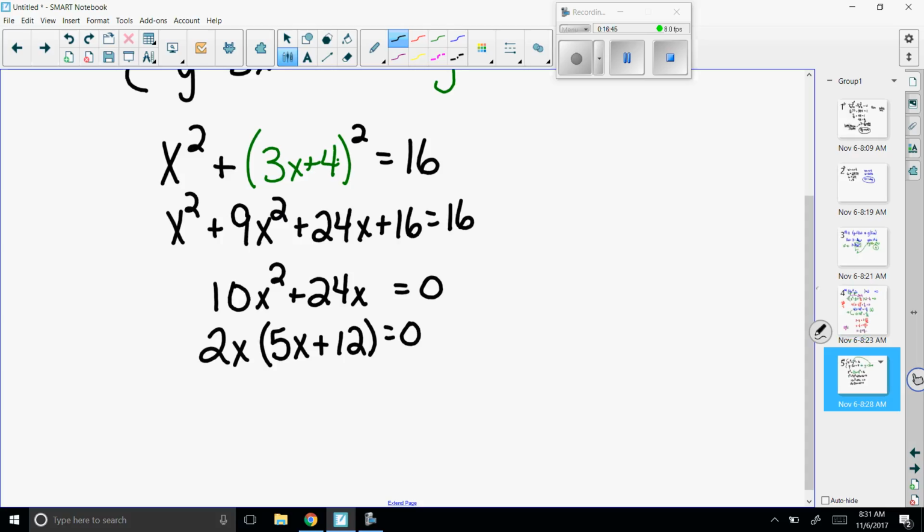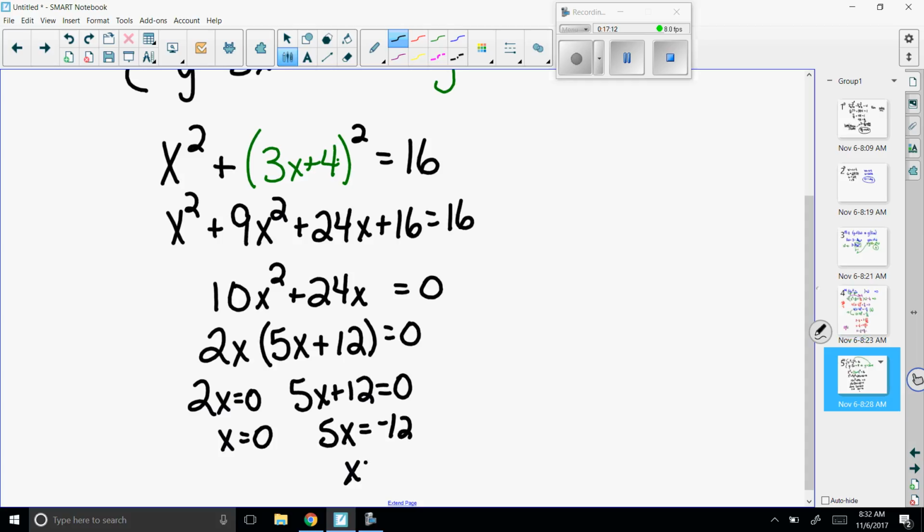Now I'm multiplying 2 factors together. One of them is 2x, and the other one is 5x plus 12. When you multiply 2 factors together to get 0, one of them has to be 0. If the first factor is 0, what is x? Well, divide by 2 and you get 0. If the other factor is 0, I'm going to subtract 12 and divide by 5, and you get negative 12/5. So there's 2 possible values for x.